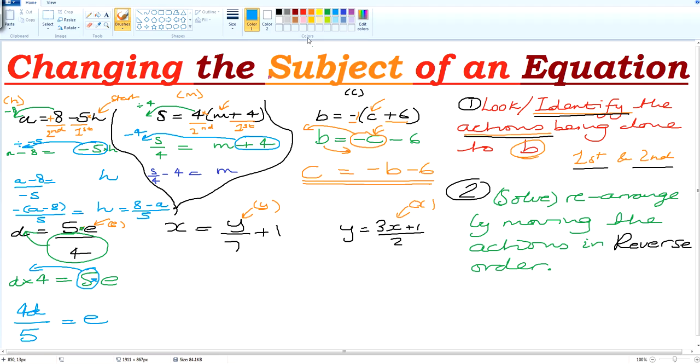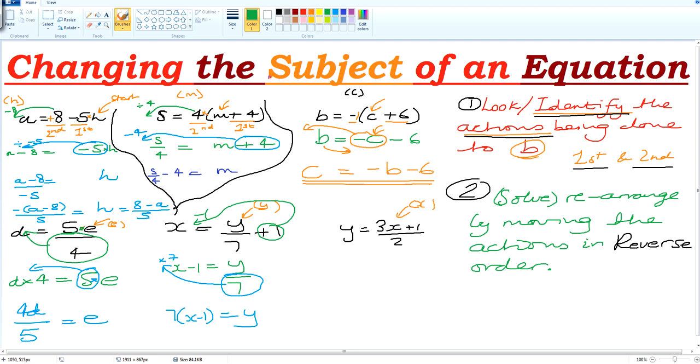Next question. So we have y has been divided by 7. This is the first action. And this plus 1 is the second action. So the opposite of adding 1, the second action, is minus 1. So we have x minus 1 is equal to y over 7. What do we do next? Opposite divide by 7 is, now be careful here, when you time by 7, you have to multiply everything by 7. So we use a bracket to indicate the everything. And that's the end of that question.